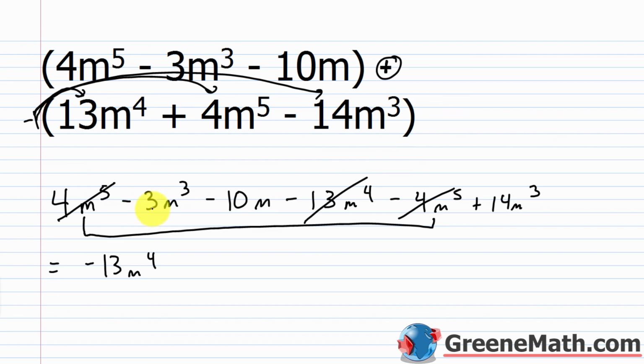And then I have negative 3m cubed and 14m cubed. Negative 3 plus 14 is 11. So this is going to be plus 11m cubed. Cross it out as I use it. And then minus 10m.